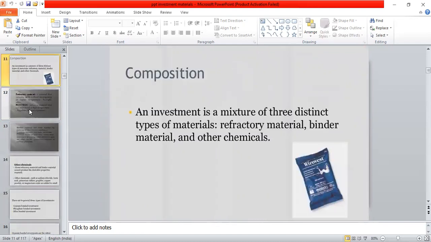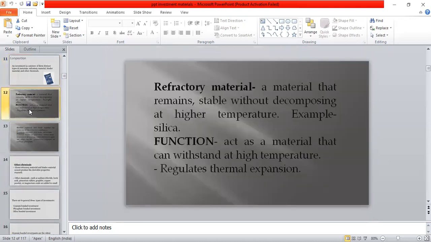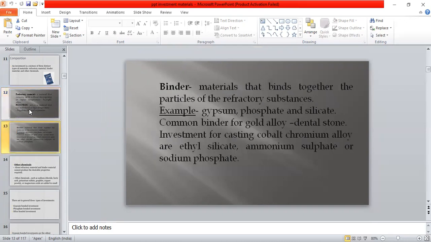Next comes its composition. The investment material is made up of refractory material, binders, and other chemicals. First comes the refractory materials. Refractory materials are the materials that remain stable at higher temperature. Its example is silica, and the function of the refractory material is that it acts as a material that can withstand high temperature, and it regulates the thermal expansion.